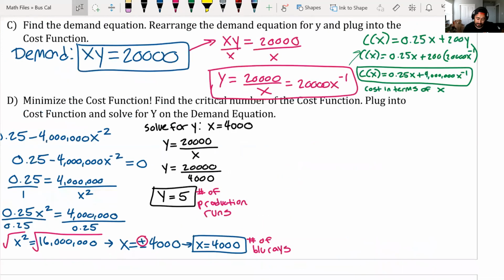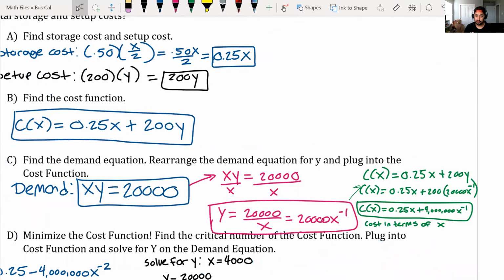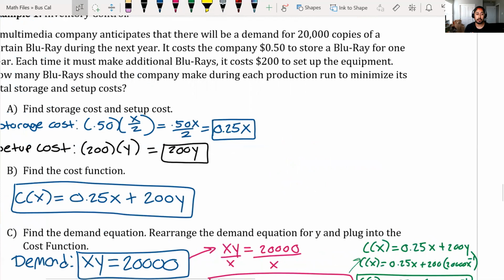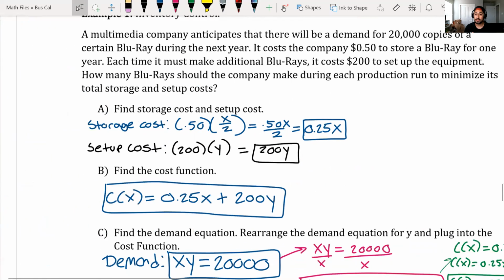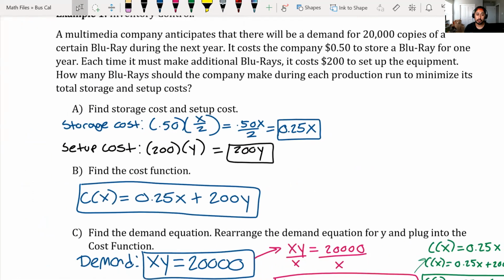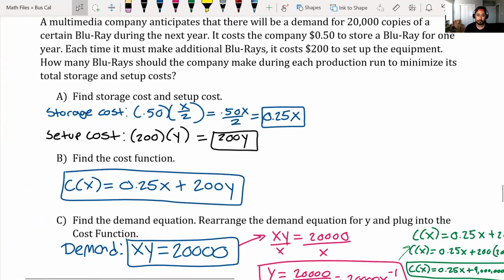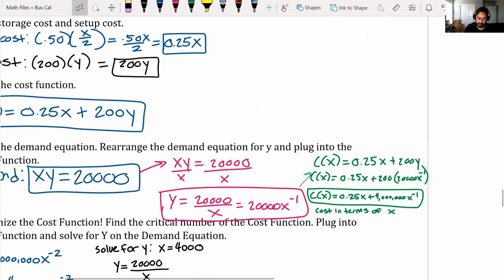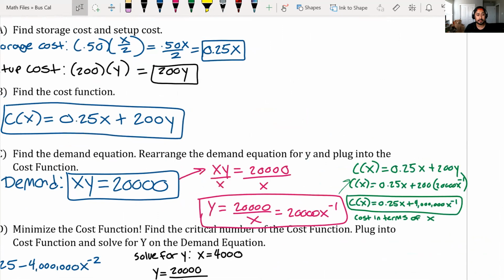We have one last step. Plug x and y into the original cost function. Because in the beginning, we want to know what's it going to take to minimize our costs. We want to know what's it going to take to minimize our cost. So we're going to plug x and y into the original cost function, which is right there.